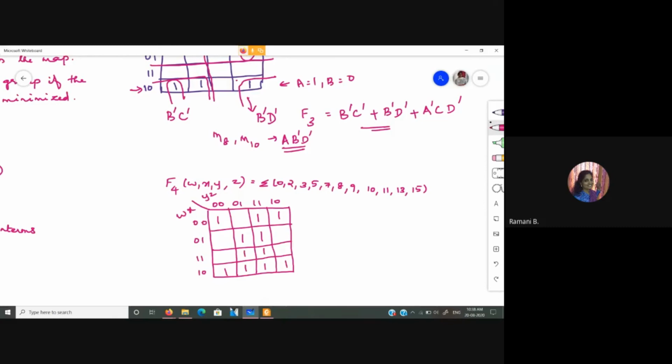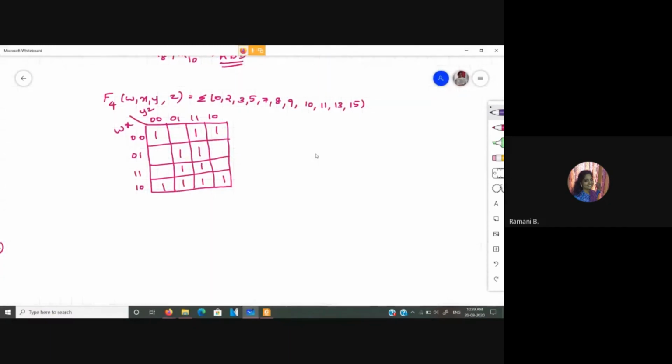So this is what you are having. While grouping, you have to choose wisely such that you don't form a group repeatedly with the ones that are already grouped. Okay? So now first start with this. With the minterm 0, you have only the possibility of the corner 4 ones. That is the only possible minimal grouping.